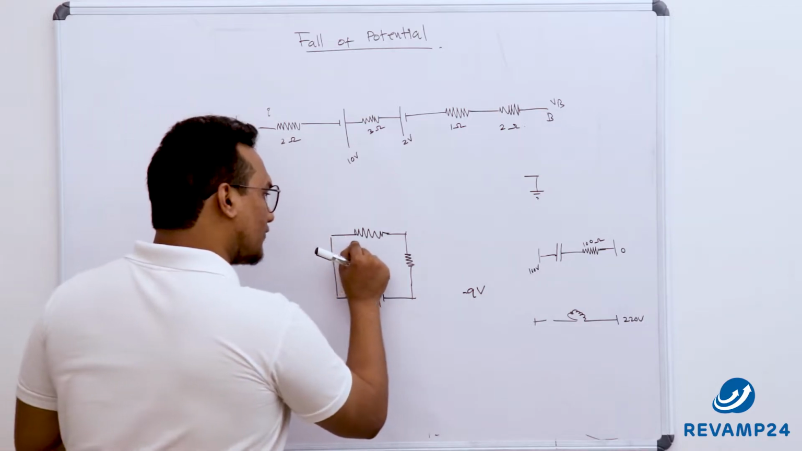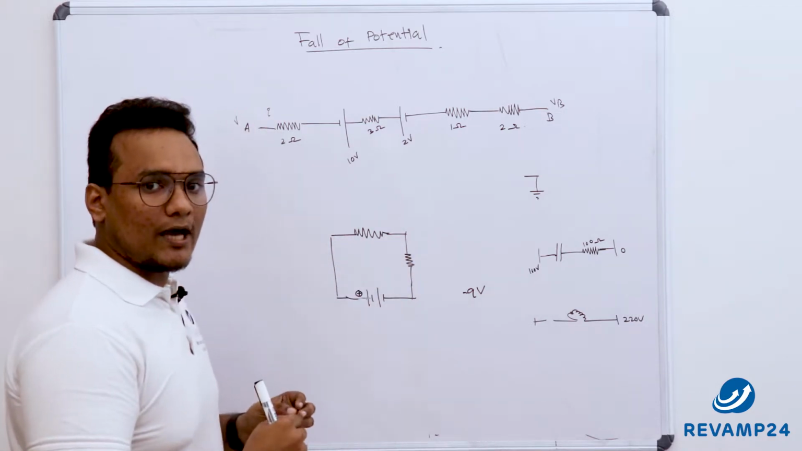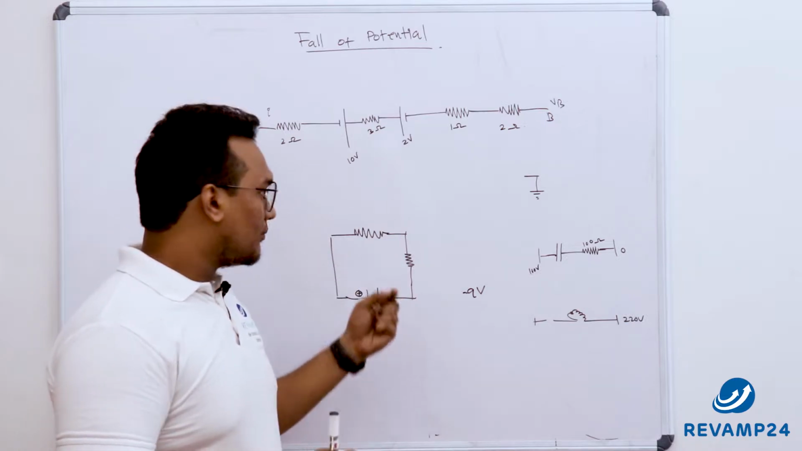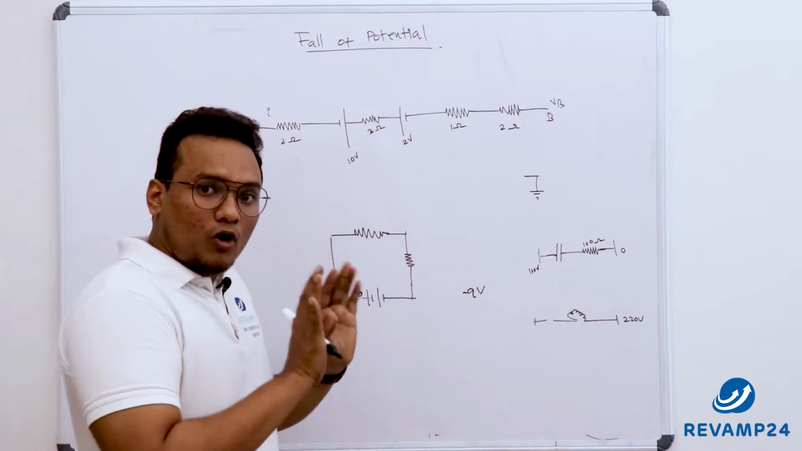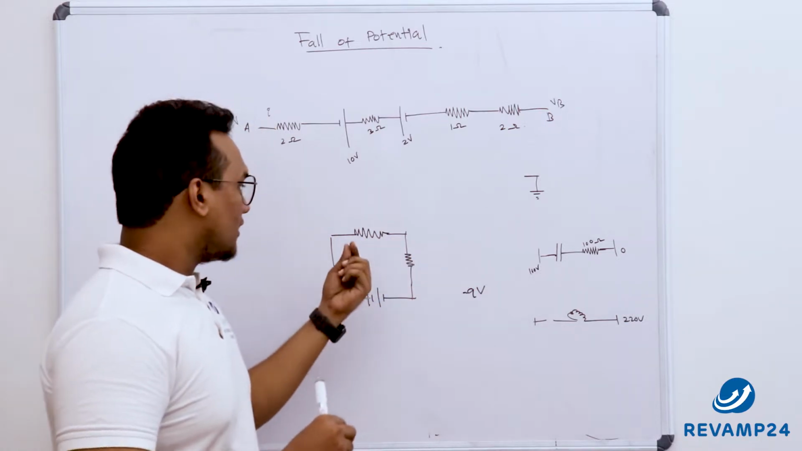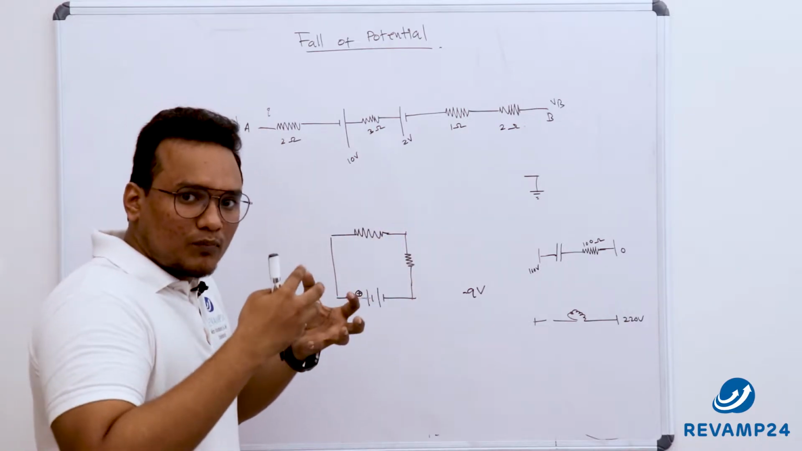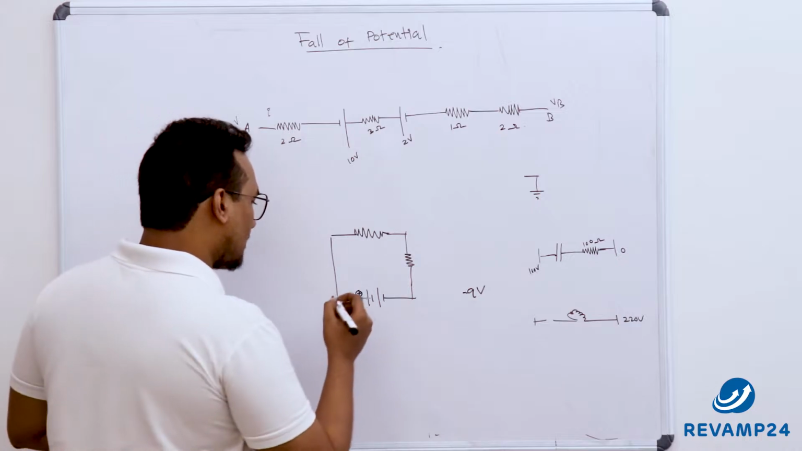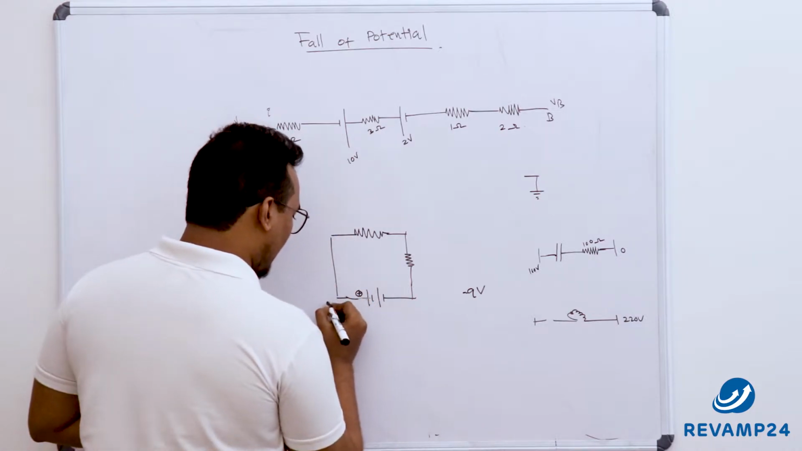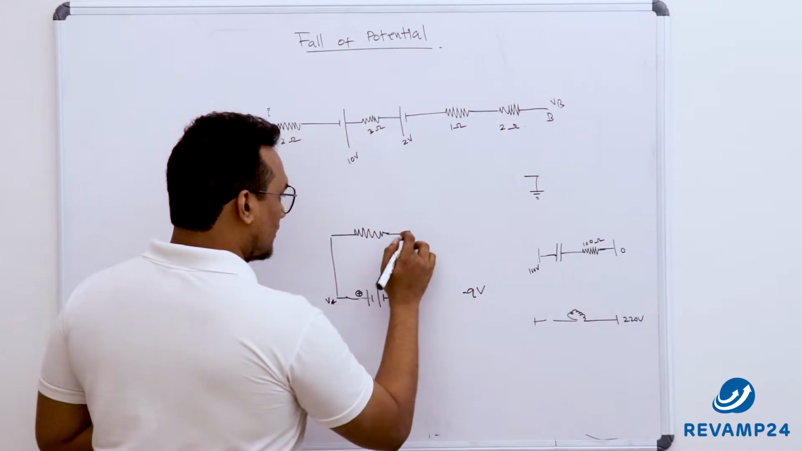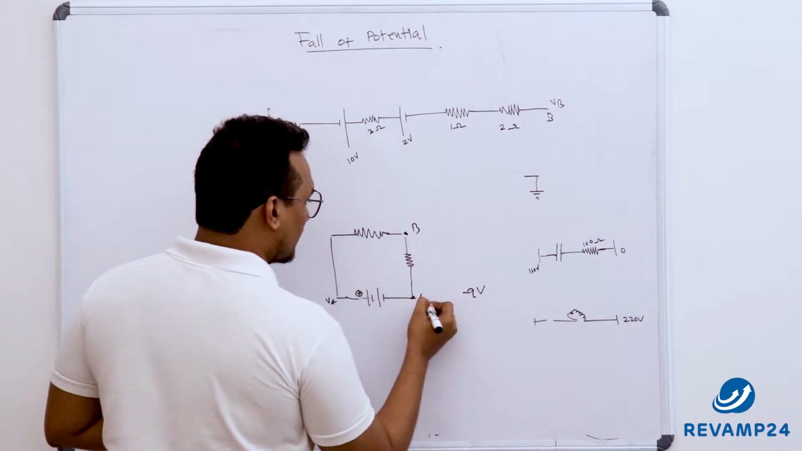Now that charge has to pass through the resistor. What will happen? The energy will decrease, because resistance is nothing but opposition to the flow of charges. Against this opposition, it has to go to the other point, so some of the energy will be lost. Let's say the potential here is VA. So this is point A, this is point B, and this is point C.